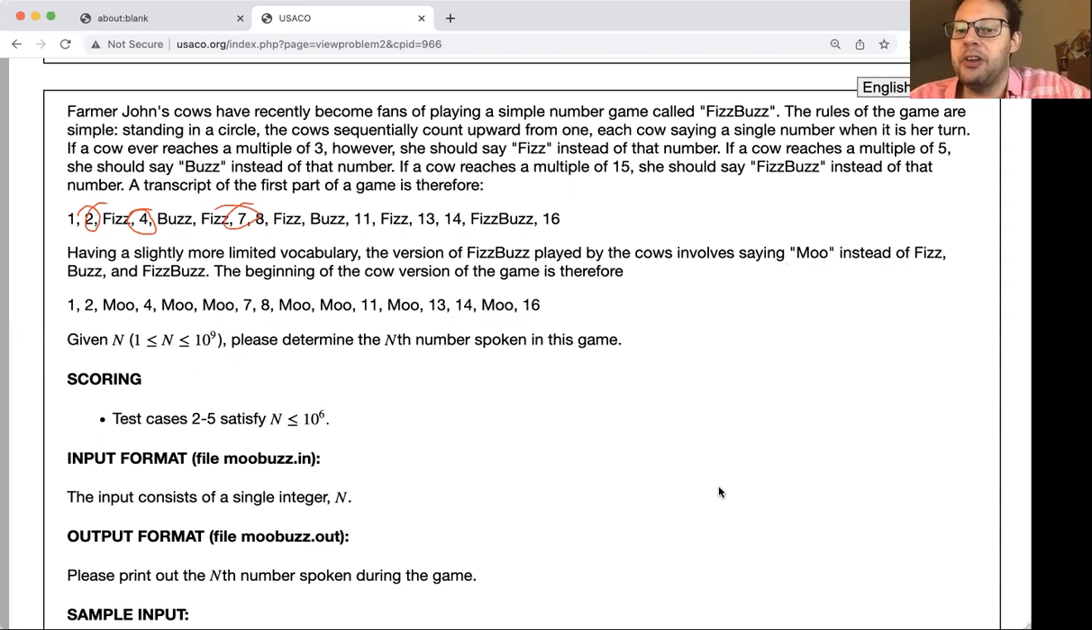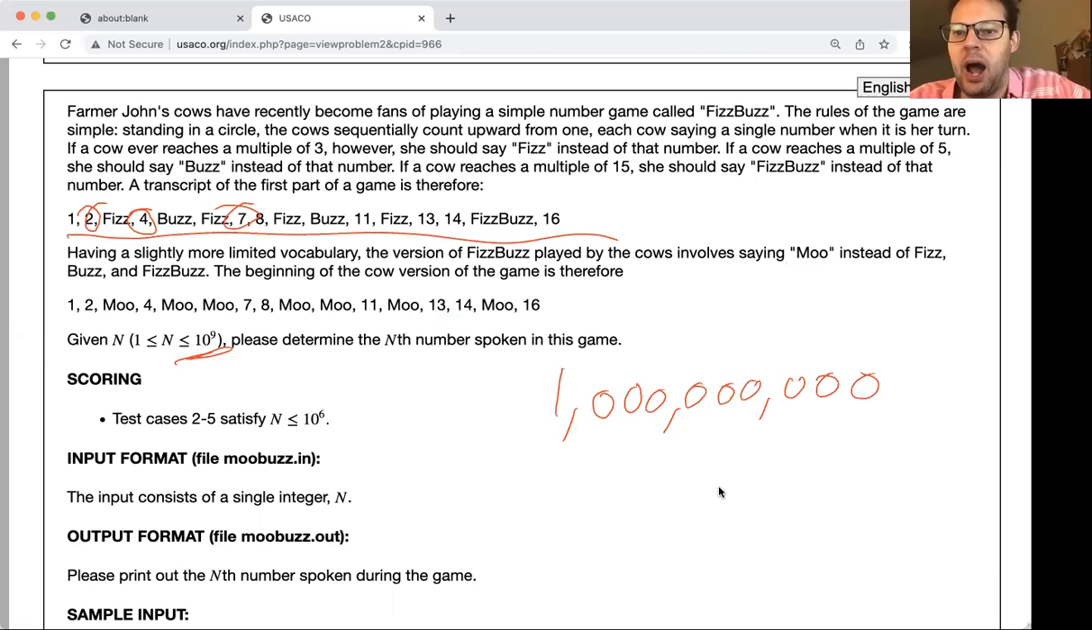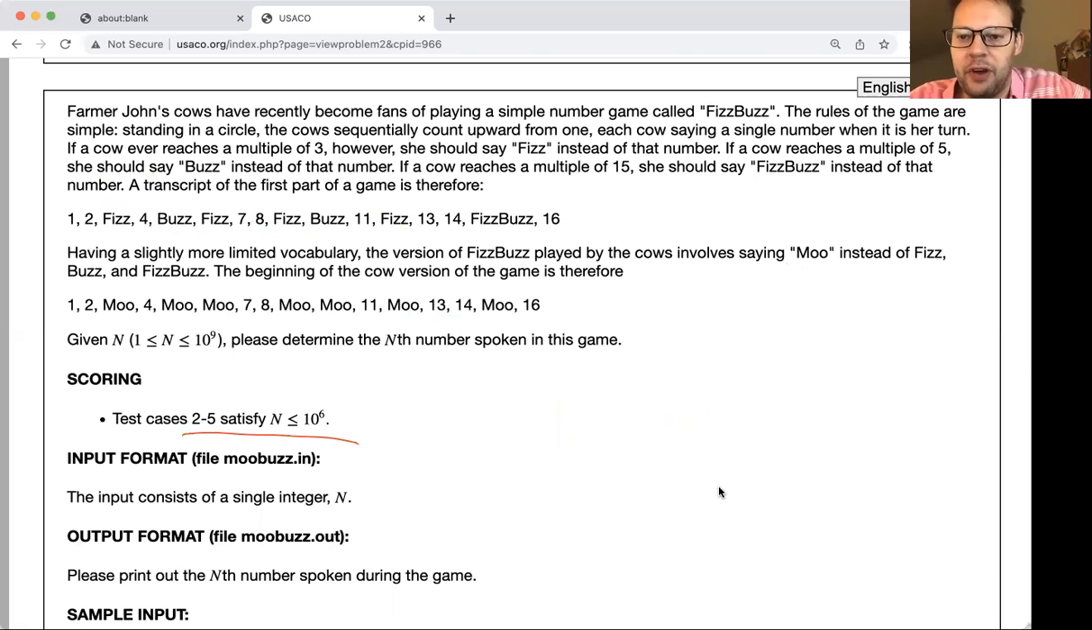And then the further challenge is I'm going up to 10 to the 9th, which means if I want the 10 to the 9th number, that's the billionth number. But remember, not all of these are numbers. About half of them are numbers, which would mean I would have to count through about 2 billion attempts until I get to the 1 billionth actual number. And that's going to go way over time complexity. So we cannot afford to brute force this. Scoring test cases 2 to 5 satisfy n less than or equal to 10 to the 6, so you can get about half credit if you brute force, it looks like.